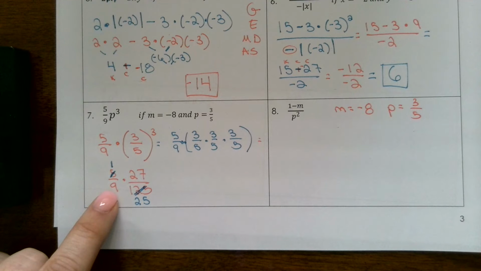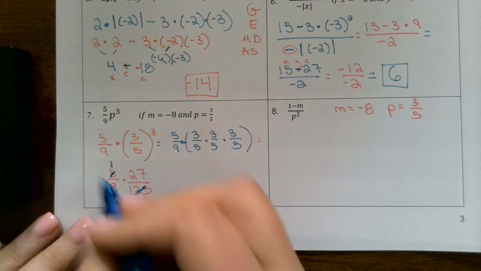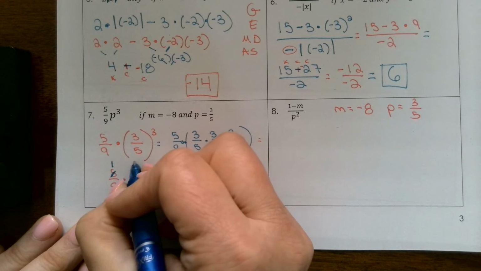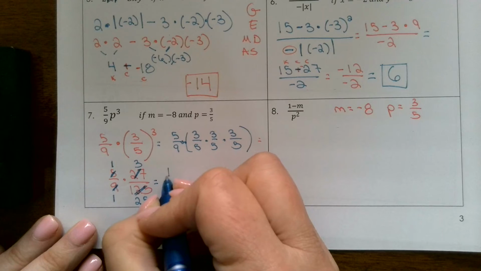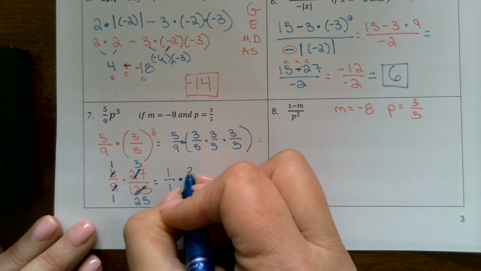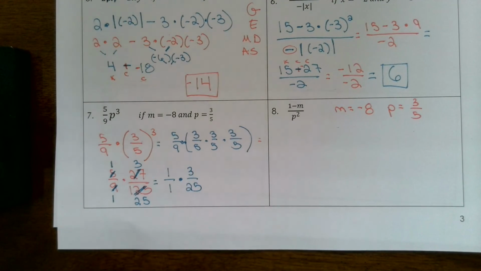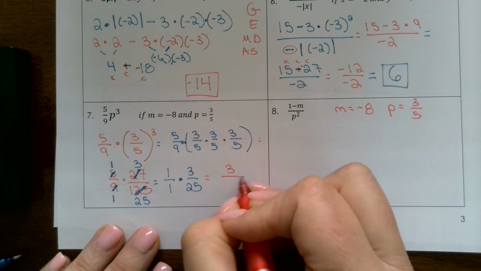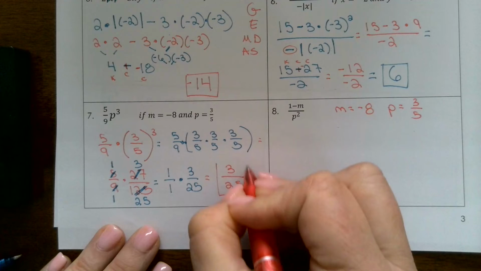I also notice that 9 goes evenly into 9 and 27. 9 divided by 9 is 1, and 27 divided by 9 is 3. So if I were to rewrite this, I've got 1 over 1 times 3 over 25, and multiply straight across. My answer is 1 times 3 over 25.